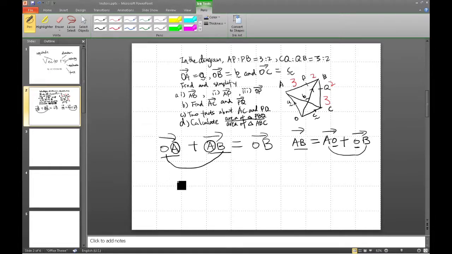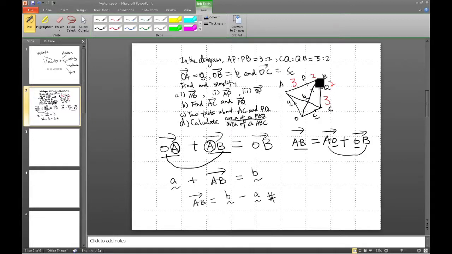Therefore, while OA is denoted by a, vector AB is what we need to find, and OB is denoted by b. Therefore, vector AB equals b minus a. This is our answer for AB.